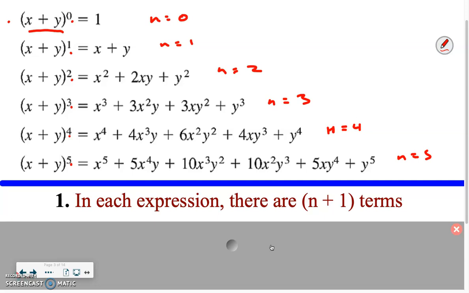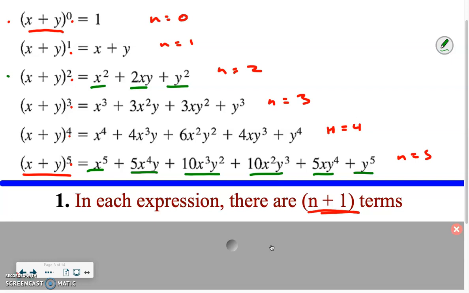Okay, so if we're saying that in the expression there are n plus 1 terms, let's take a look at the biggest one. In this particular case, the last one, the 6th row, n is 5. So that means that we should have 5 plus 1, or 6 terms. We have 1, 2, 3, 4, 5, 6 terms. Seems to check out. If we look at this third line here, where n is equal to 2, 2 plus 1, we should have 3 terms, and we do. So that's how this is going to work.